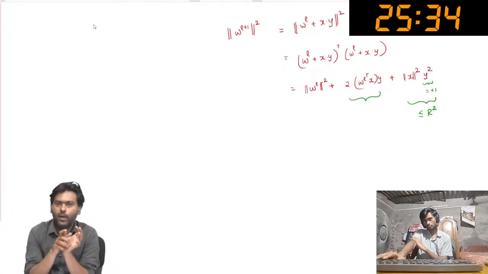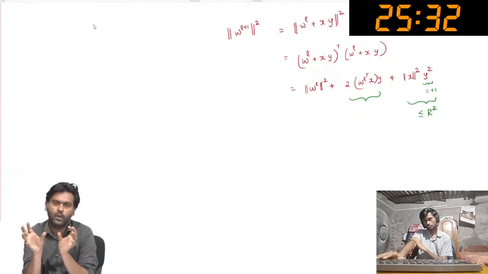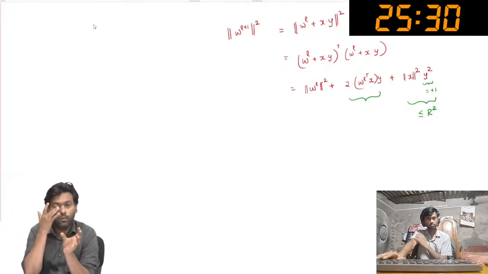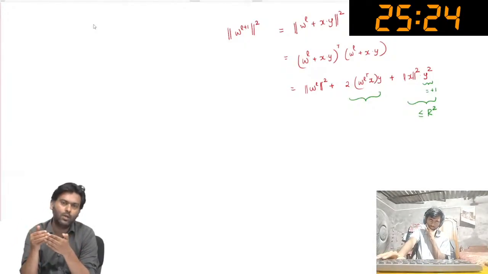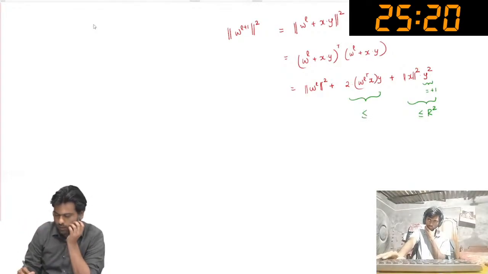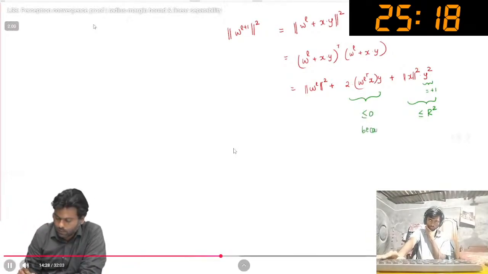Well, the sign of WL transpose x and the sign of y, which is plus 1 or minus 1, don't match. Either WL transpose x is positive and y is minus 1, or WL transpose x is negative and y is plus 1. Which means if I multiply these two quantities, then it necessarily has to be the case that, because WL makes a mistake on xy, their product cannot be positive. The product has to be less than or equal to 0, right?